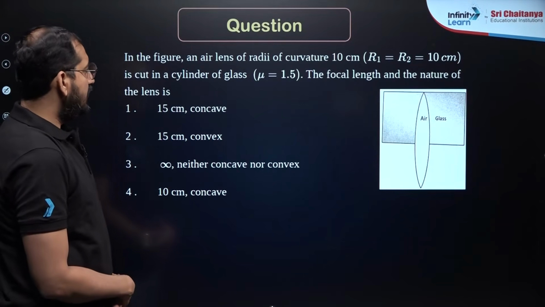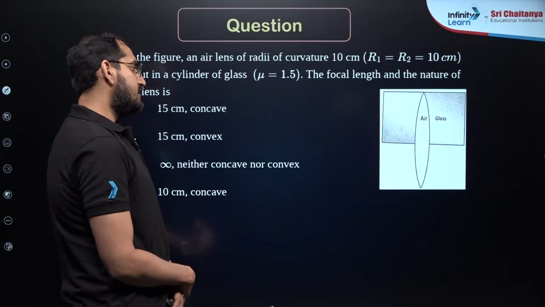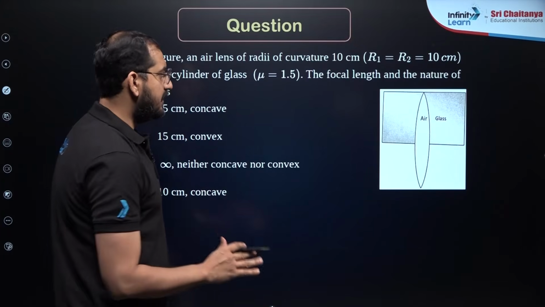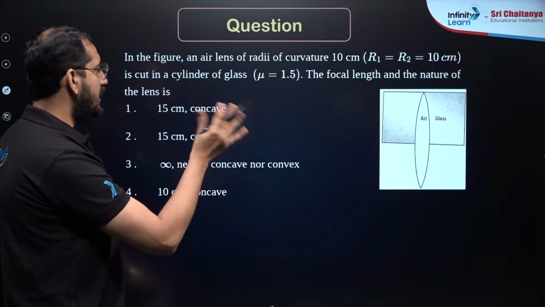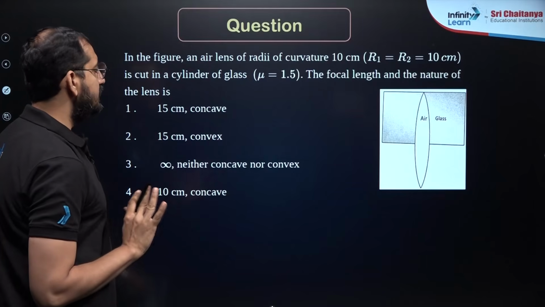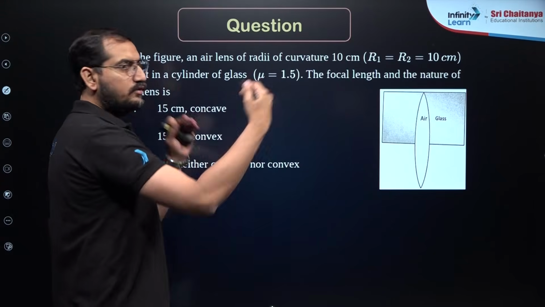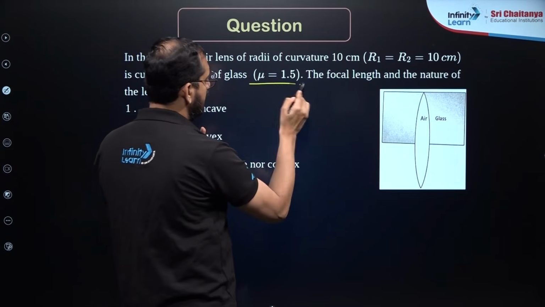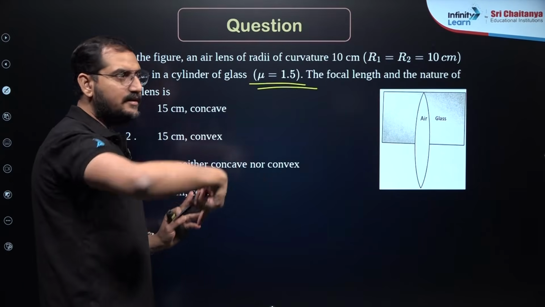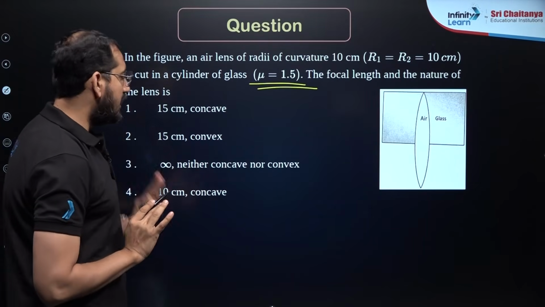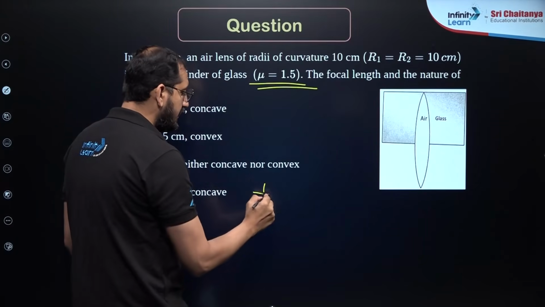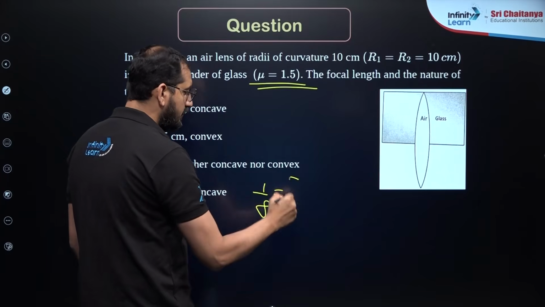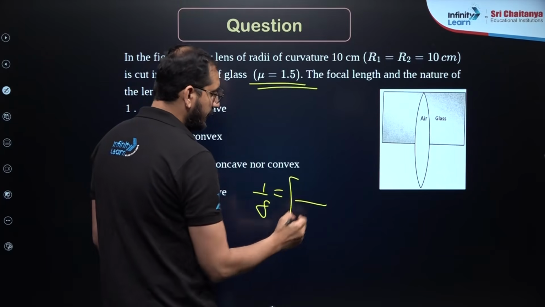Alright. So here we have a lens which is made up of air. Radius of curvature R1, R2, 10 centimeter is given. And the outside medium is glass. Please note, outside medium is glass, inside is air. Focal length I need to calculate. Let's directly apply the lens maker formula, 1 by f is equal to.